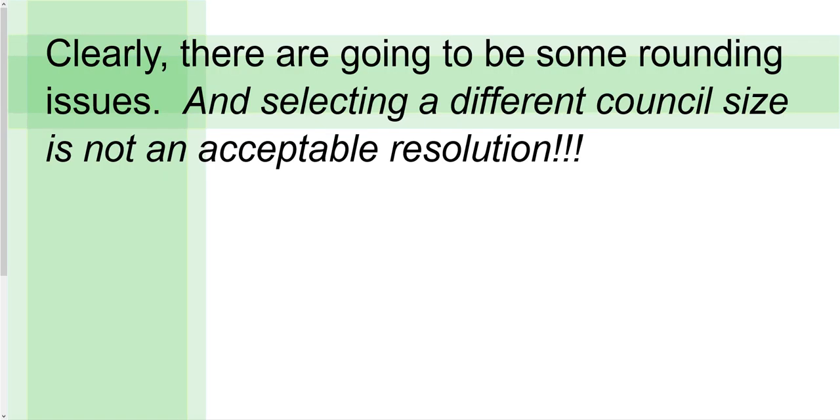So here's, again, just going by what we said before, selecting a different council size is not an acceptable resolution, especially when you're talking about Congress, we do not have the power to change that number. Okay, this is also true in the case of resources as well.